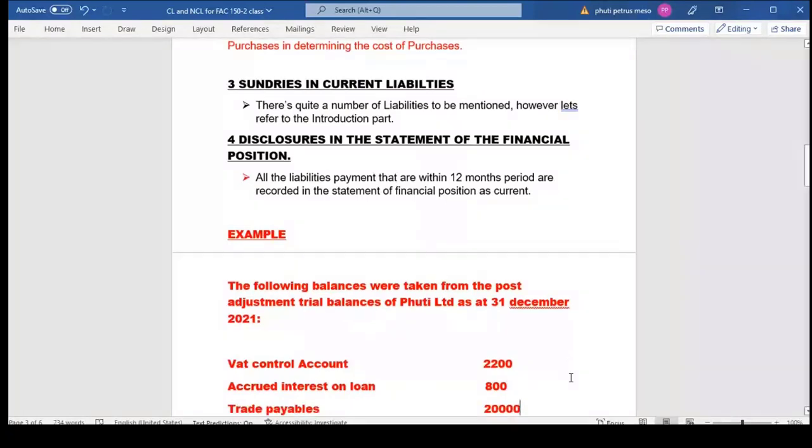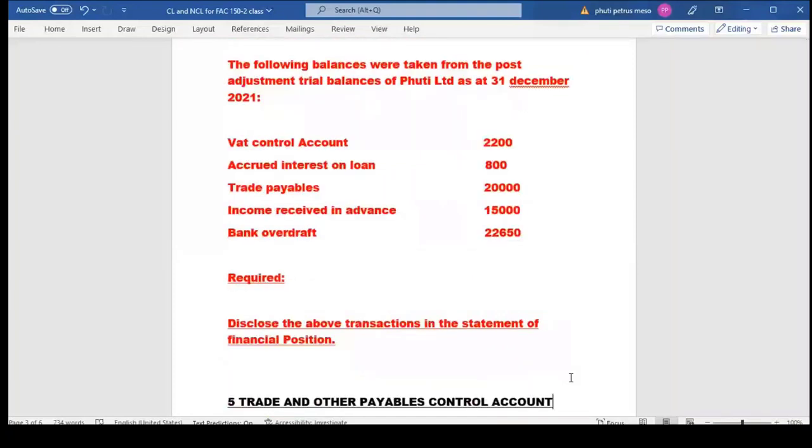Okay, so another example. It says the following balances were taken from the post-adjustment trial balance of Fuji Limited as at 31st December 2001. You've got the VAT control account of 2,200 Rand, the interest on loan with an amount of 800 Rand, trade payables with an amount of 20,000, income received in advance with an amount of 15,000 Rand, and then a bank overdraft of 22,650. Required: disclose the above transactions in the statement of financial position. Basically, they're looking for you to do the balance sheet.